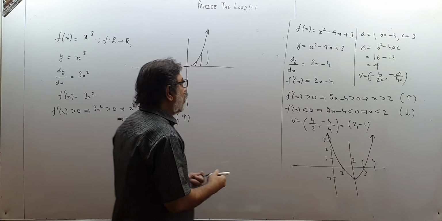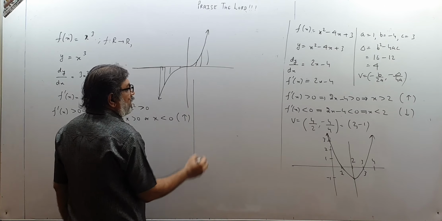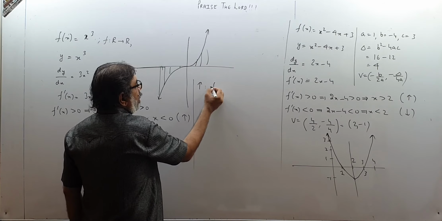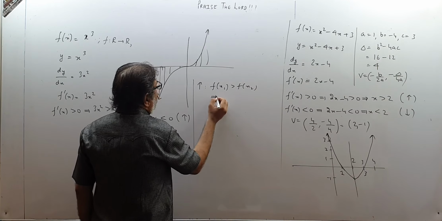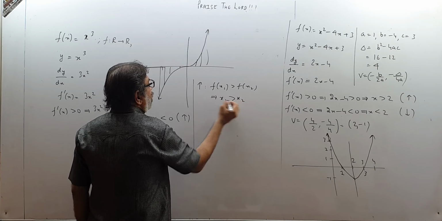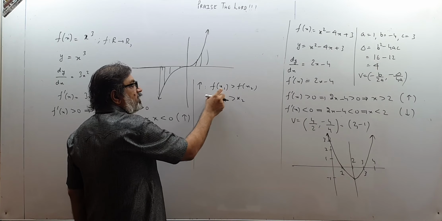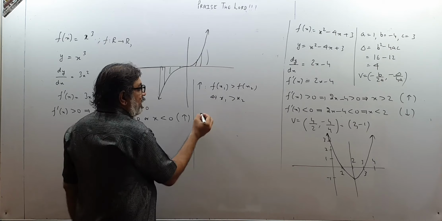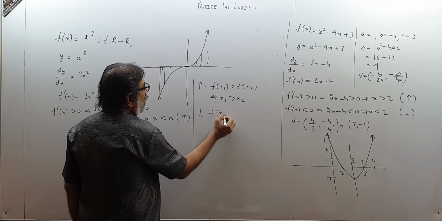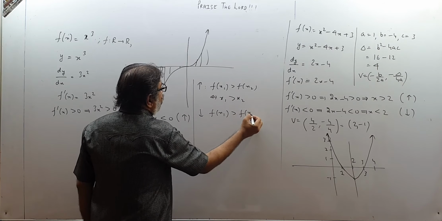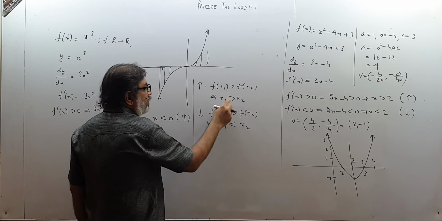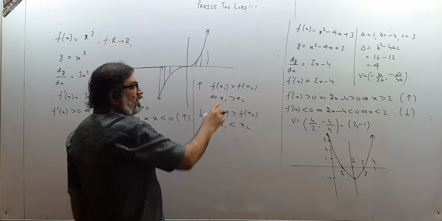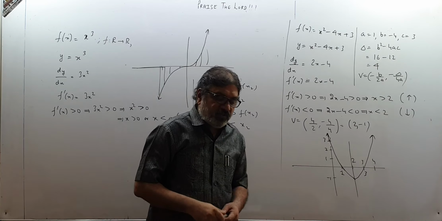Remember one very important thing, at the last time telling you, if f is an increasing function, then f x1 more than f x2 will imply x1 more than x2, implied by. And for decreasing function, f x1 greater than f x2 will be implied by x1 less than x2. Sign of inequality will change. Here sign of inequality will not change. Please remember.